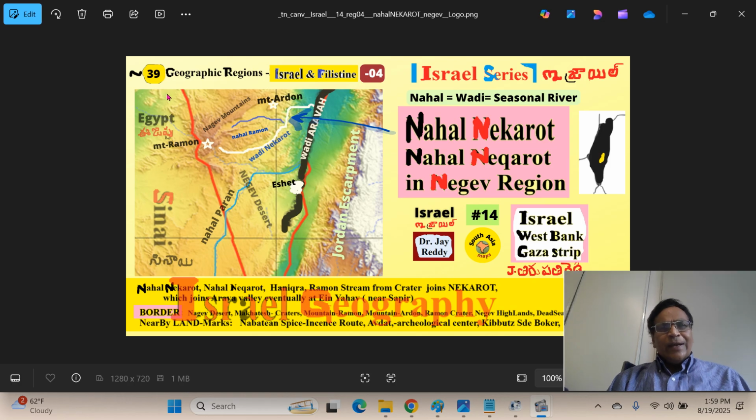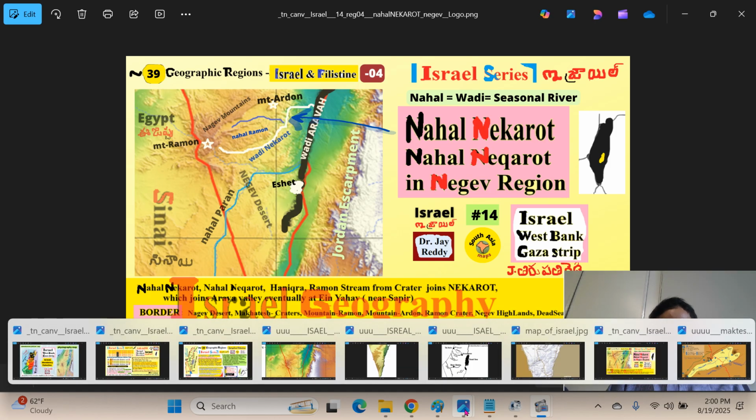Previously, we have identified around 39 or 40 or so. In this part, we are taking up this particular Wadi Nahal called Nekarot. This is Israel, the greater British Mandatory Palestine. This yellow area is its basin region. This reigns the Maktesh Ramon, and we will explore that in detail.